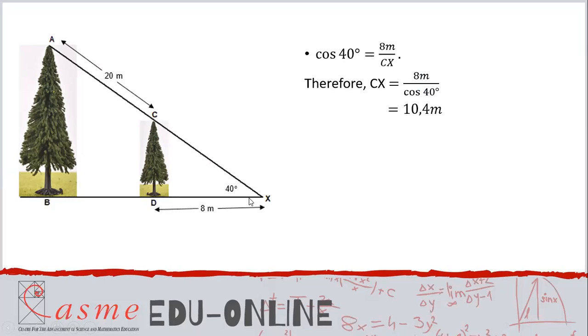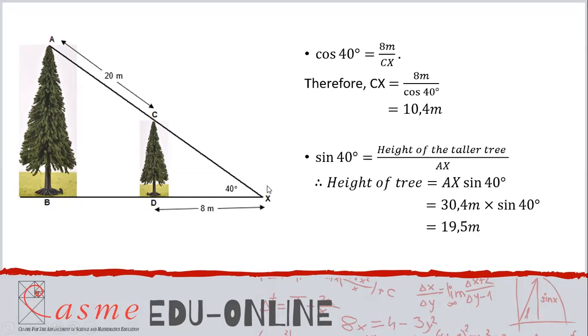How long is my AX? My AX now should be 20 meters plus 10,4 meters. Now, what I'm going to say is that the sine of 40 will be opposite over the hypotenuse, which is my AX. So I can say the sine of 40 degrees is the height of the taller tree divided by AX. Therefore, changing the subject of the formula again, I just multiply both sides by AX, and AX and AX cancel out.